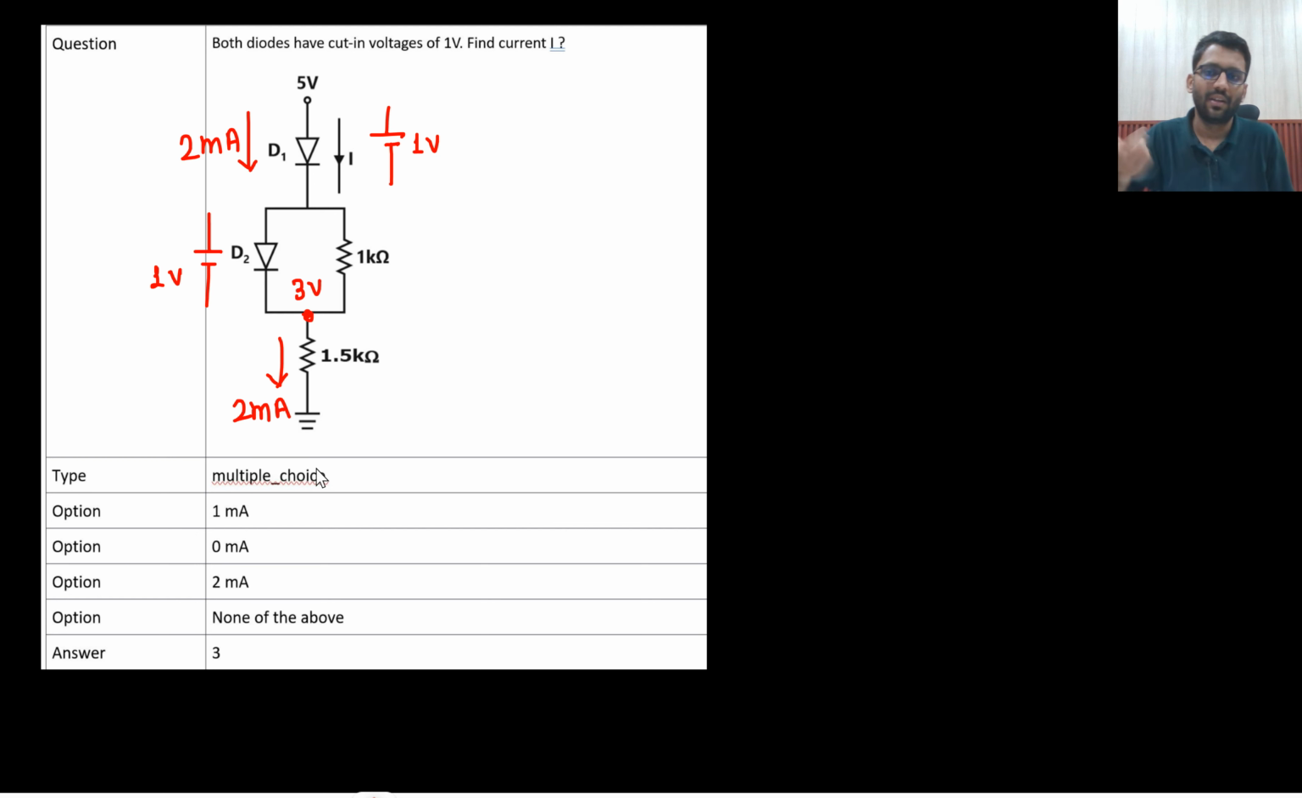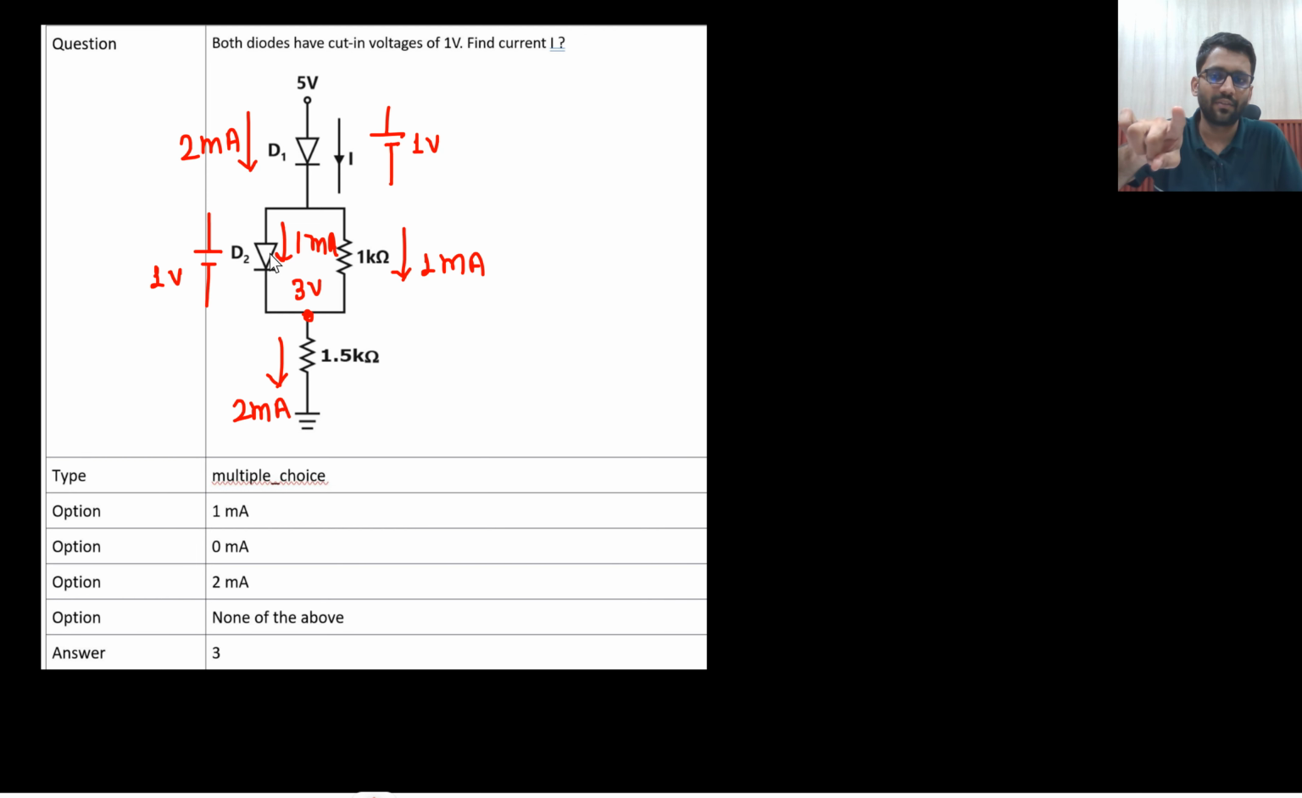That's it. This is 1 volt. So this complete 1 volt is exposed to this 1 kilo ohm resistance. So this will drive 1 milliampere current. So they could have asked you the current through D2 as well. So 2 milliampere here, 1 milliampere here. So from D1 2 milliampere current is flowing, from D2 1 milliampere current is flowing, and here 1 milliampere there, and here 2 milliampere is there.